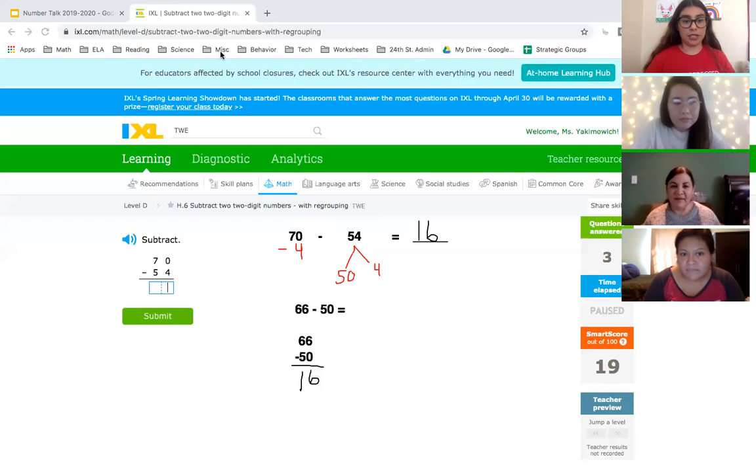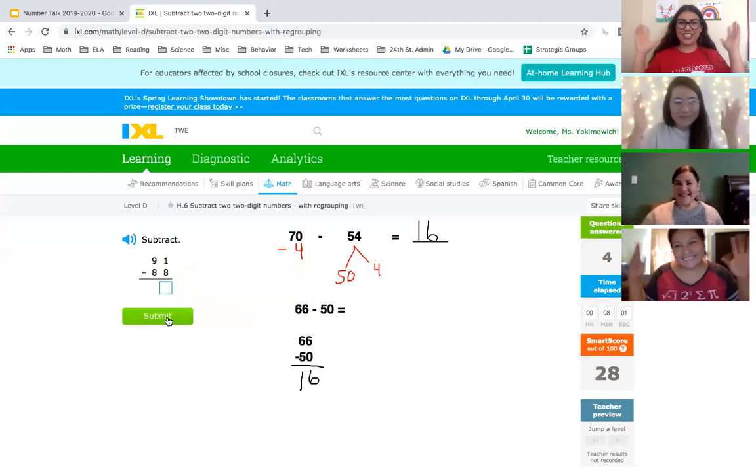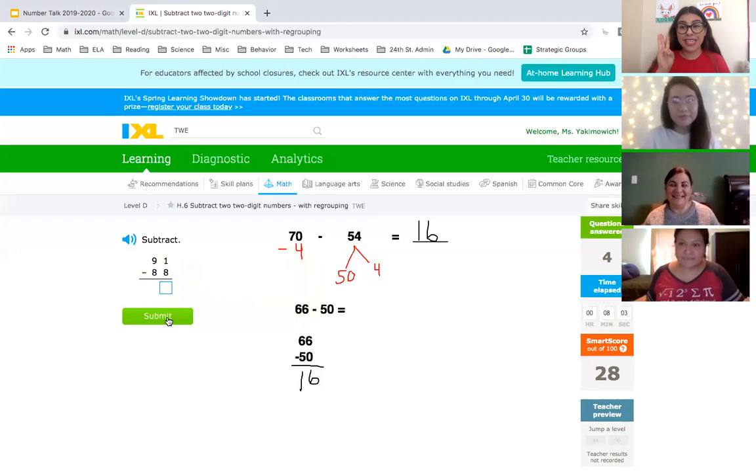And our answer is 16. So let's see what we got. So in the ones place is a 6, and in the tens place is a 1. And let's see if we got the correct answer. Yay, we did. So friends at home, you saw 3 different ways or 3 different strategies you can use to subtract 2 double-digit numbers with regrouping.